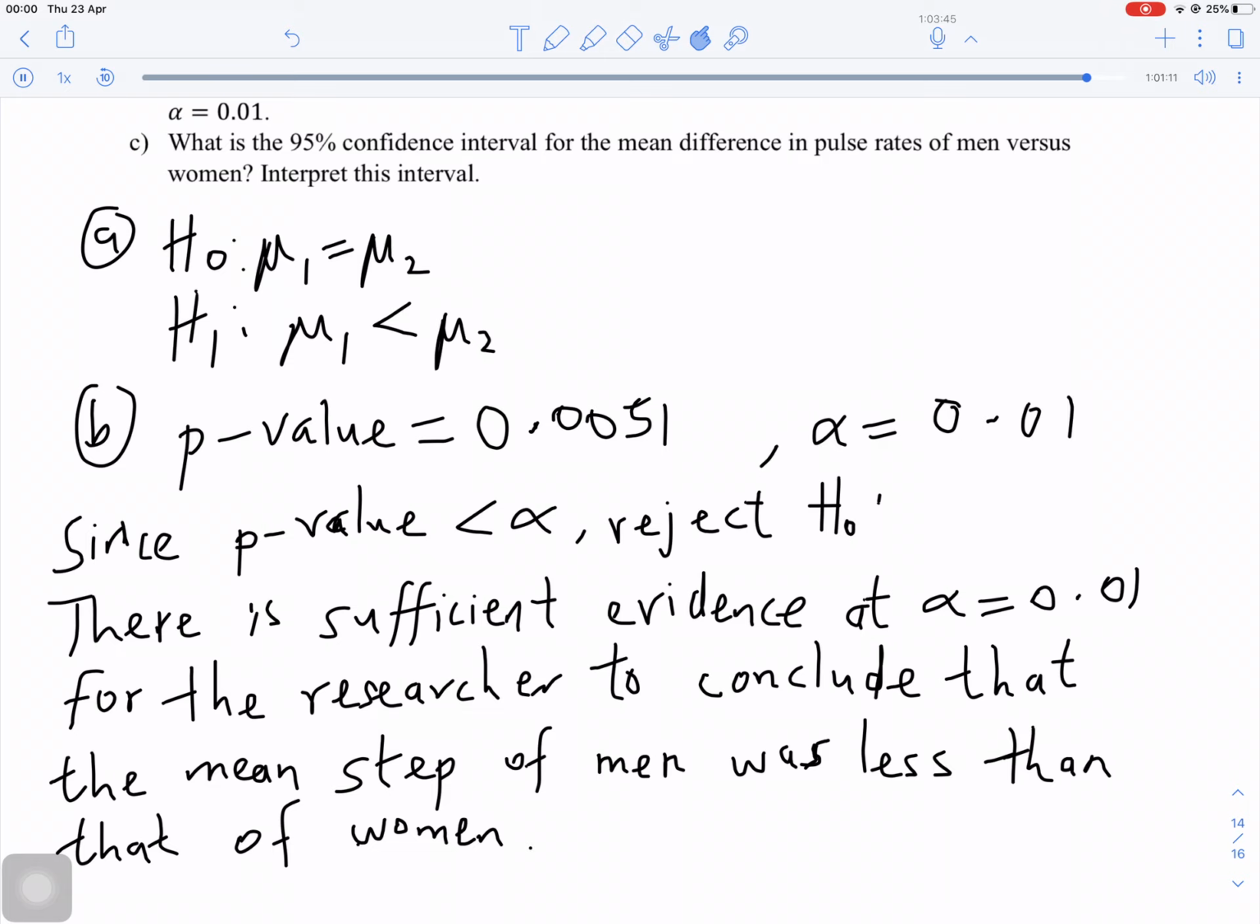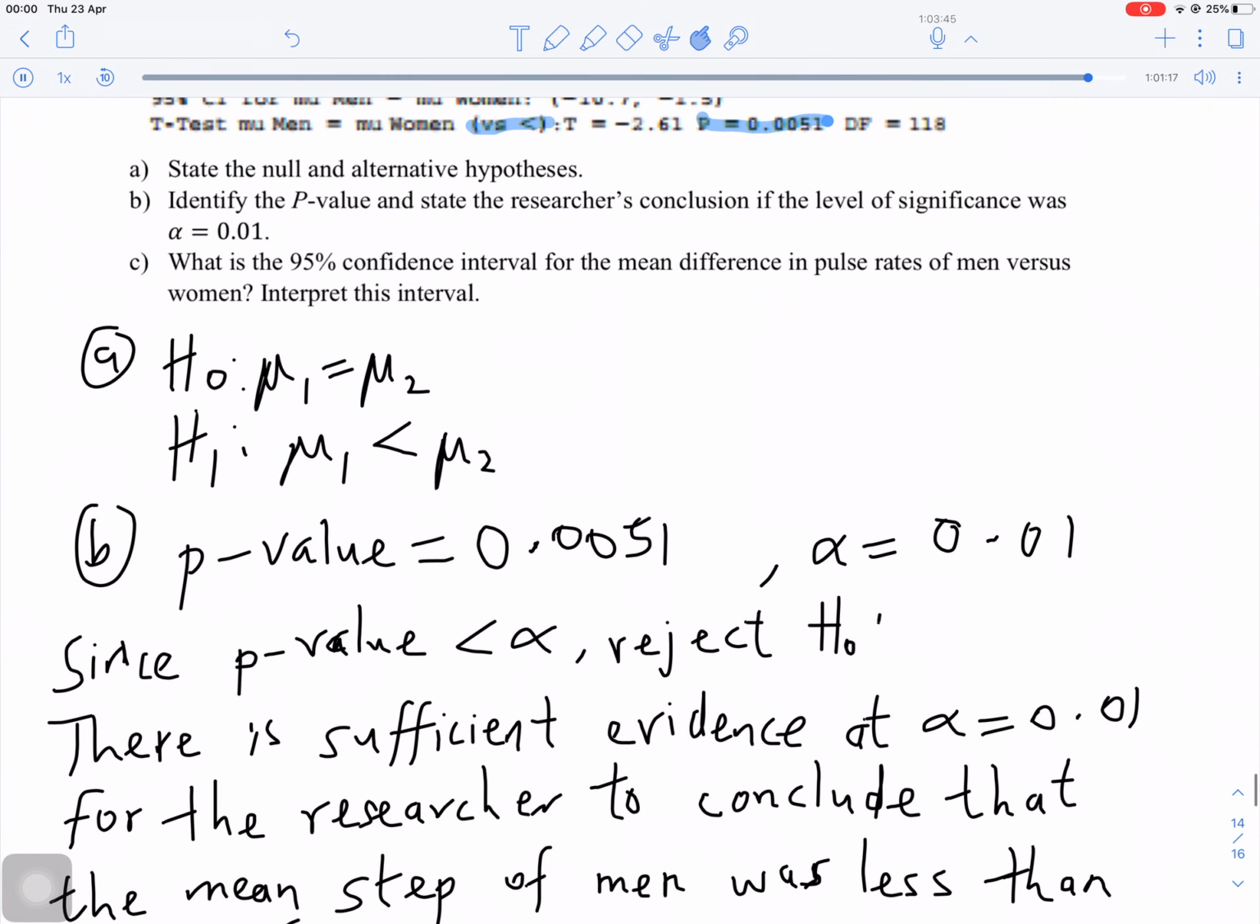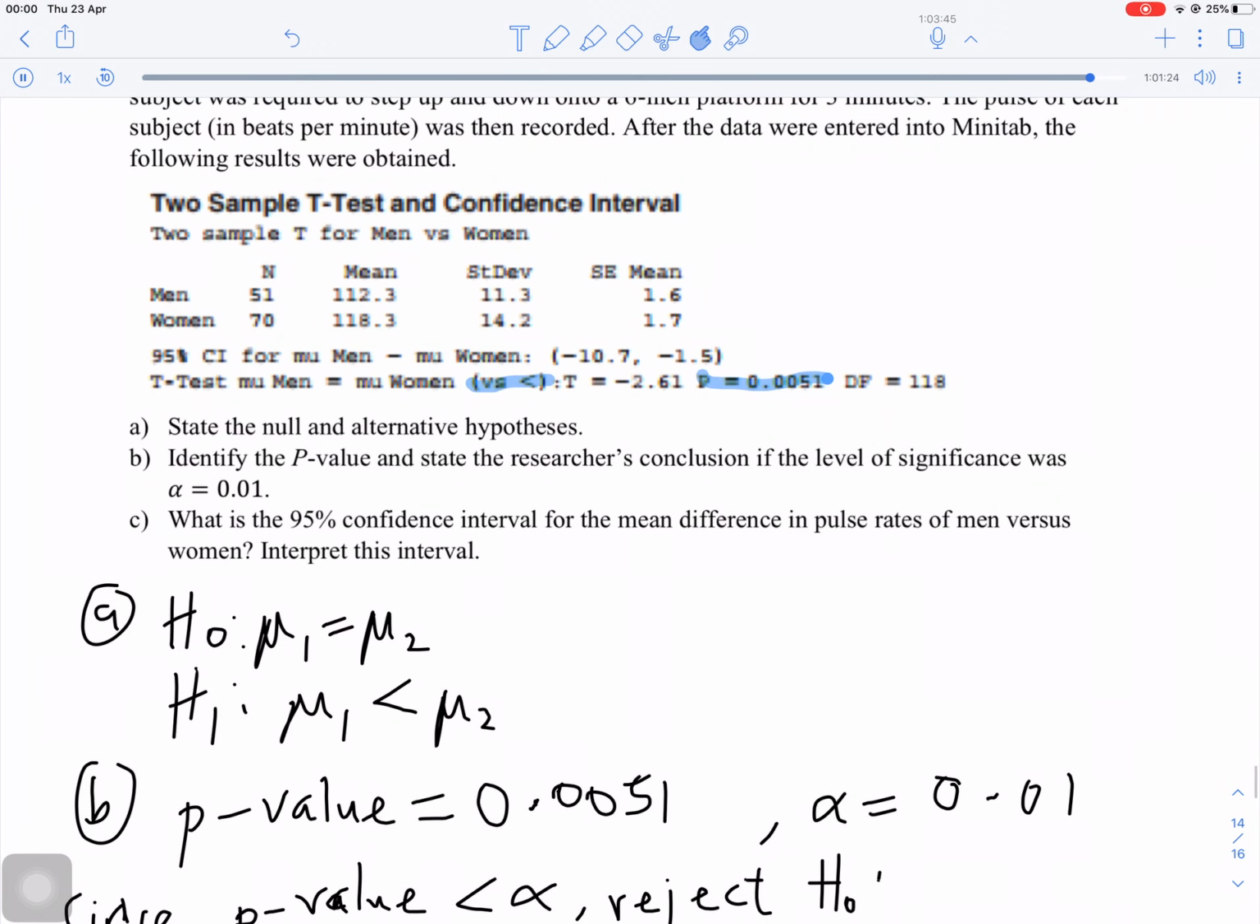Okay. So part C says, what is the 95% confidence interval for the mean difference in pulse rates of men versus women? So you look in the table, the picture, and you realize that is what is done. So the last but one line, it says 95% CI for mu men minus mu women, and you can see you have negative 10.7 and negative 1.5. So those two values give you the interval, right? So the 95% confidence interval is negative 10.7 to negative 1.5.